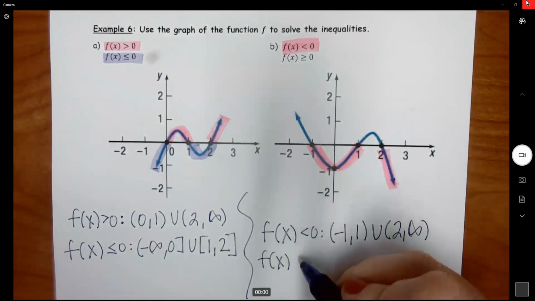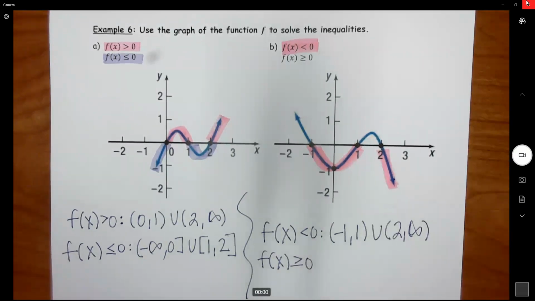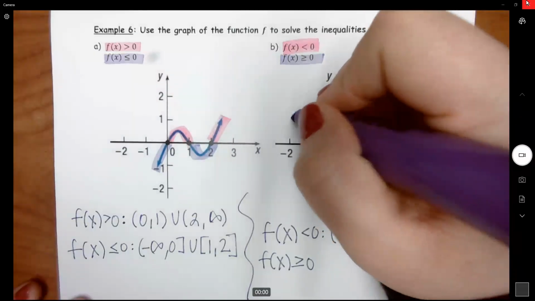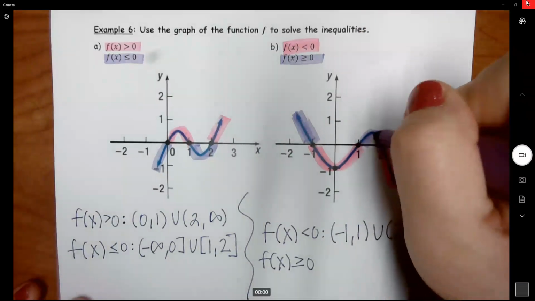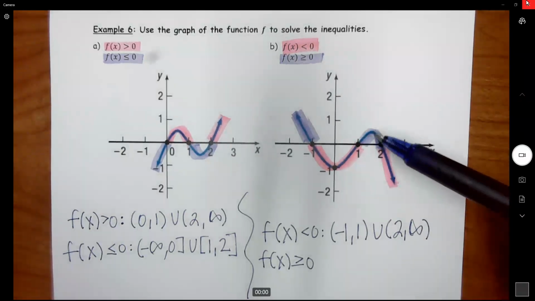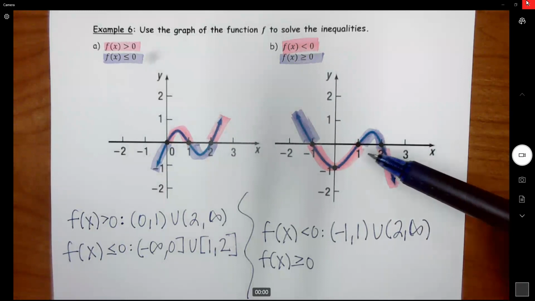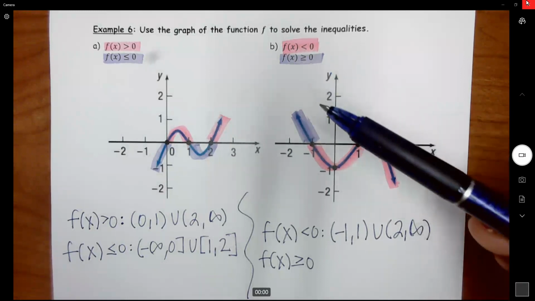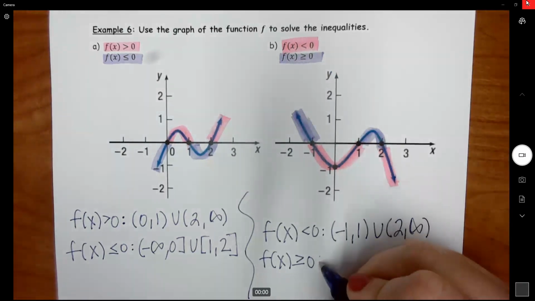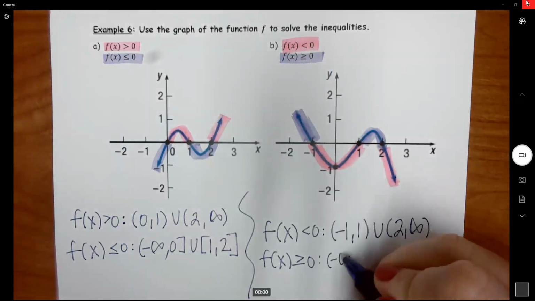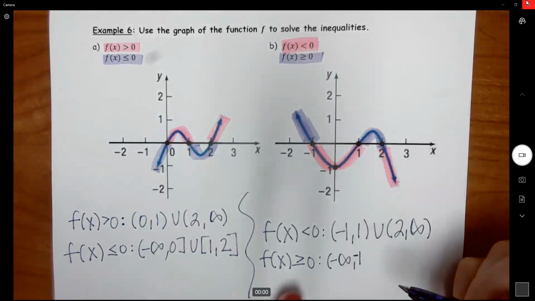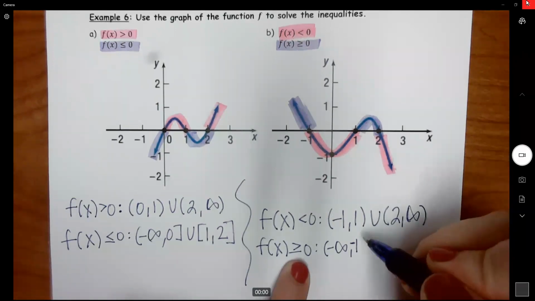And then we need to represent when f of x is greater than or equal to 0, which is everything that's left, but specifically everything above the x-axis. All of these have y values that are bigger than 0. So this portion here is negative infinity to negative 1. And it's greater than or equal to, so hard bracket.